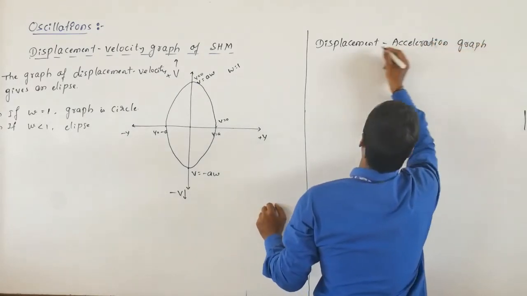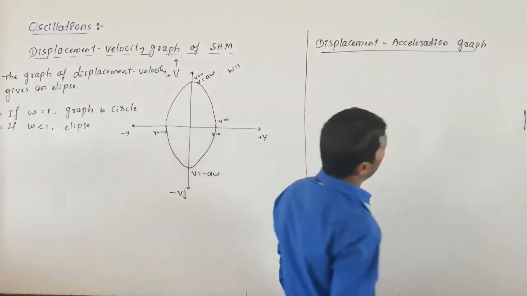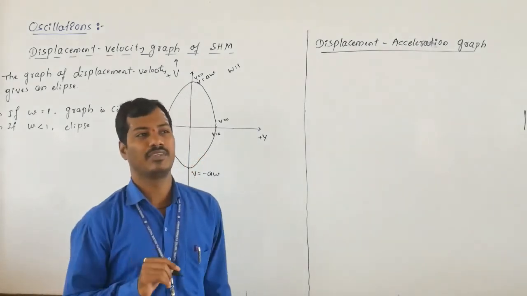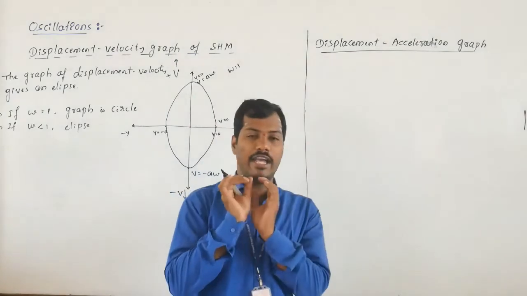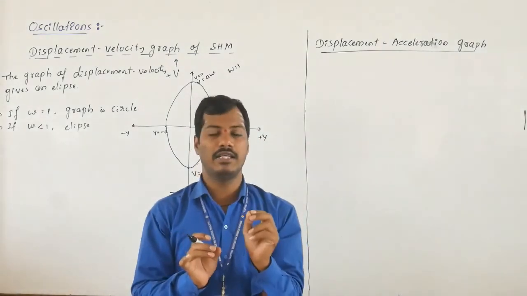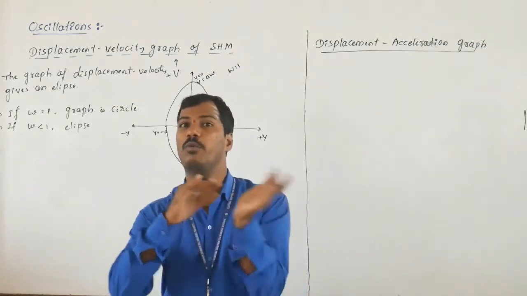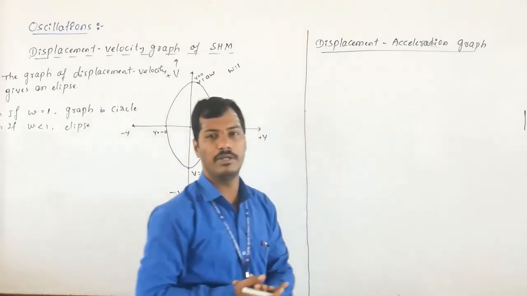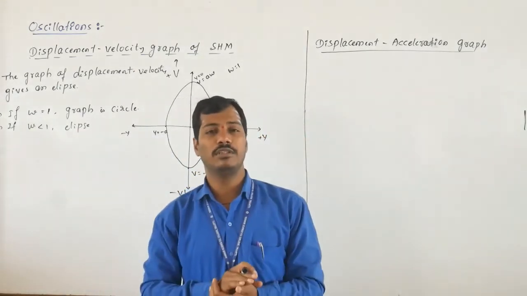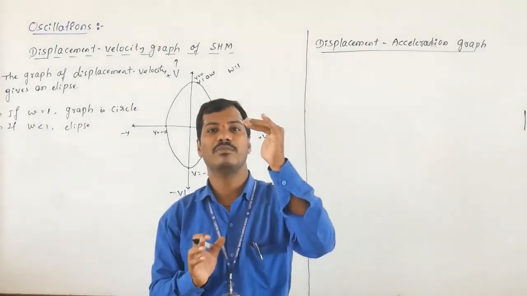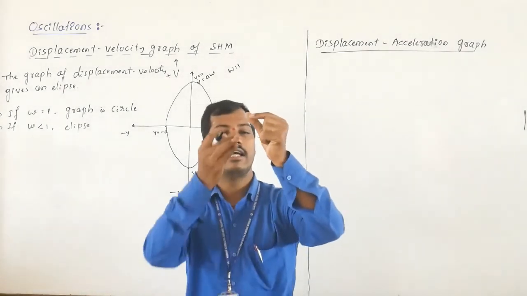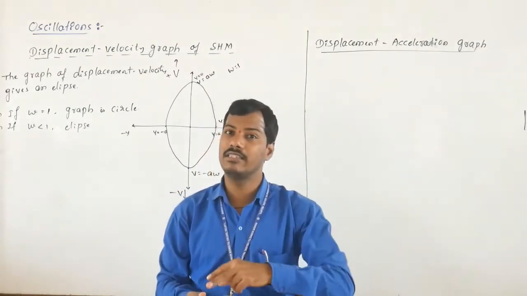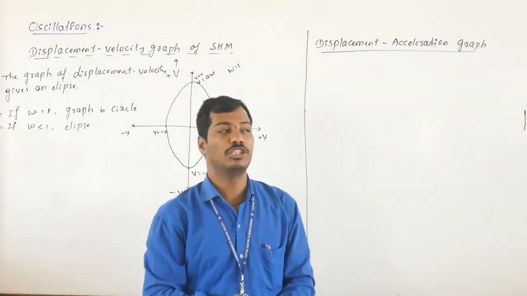We already know that the displacement at the mean position is 0 as well as the acceleration also 0. At the extreme position, the displacement is at one extreme, the positive extreme position, like this. Here positive and here negative, and this is the mean position. At the positive extreme position, the displacement is maximum and the acceleration is maximum in the negative direction.